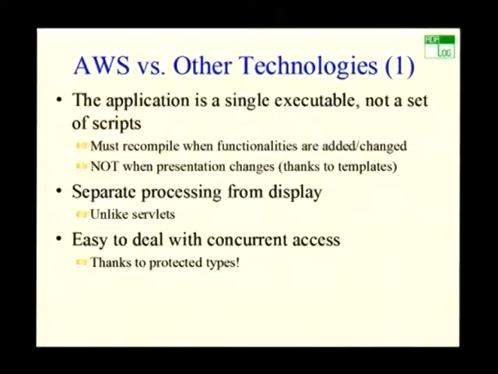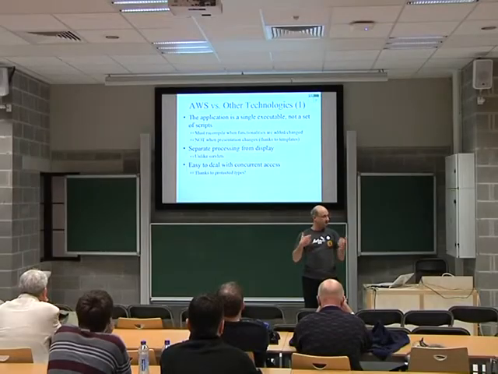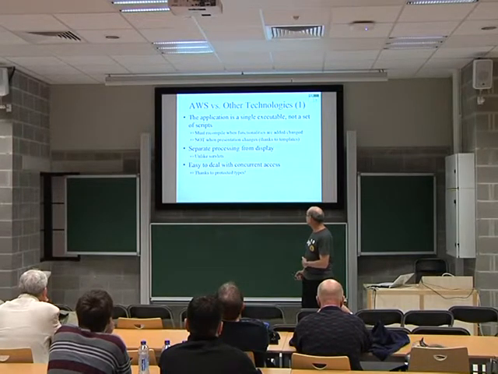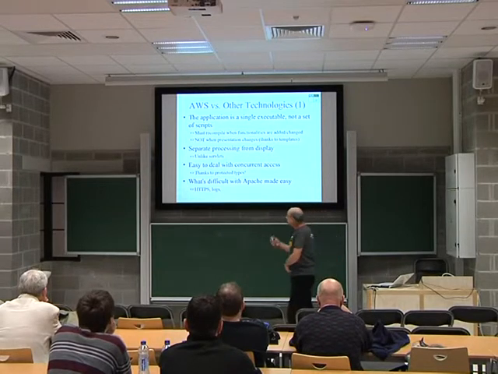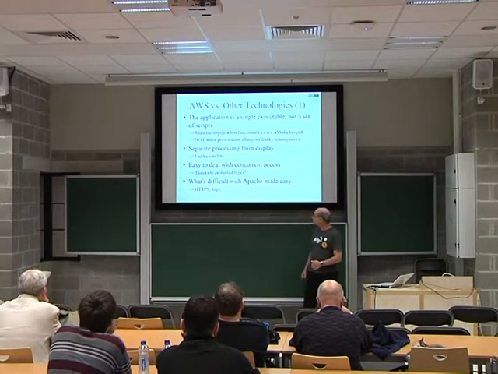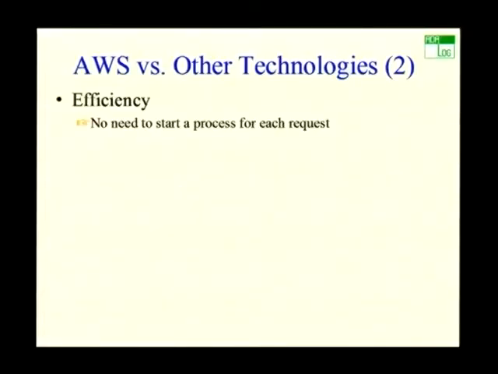Ada is, as we have said quite a lot, multi-task. And by the way, AWS itself uses multitasking a lot. So having multitask in the server, having tasks that protect against concurrent access to some parts and so on, is just regular Ada programming. And a number of things that are quite difficult with the Apache approach are made easy. Efficiency: well, you don't need to start a process for each request. And AWS is known to be very, very efficient.